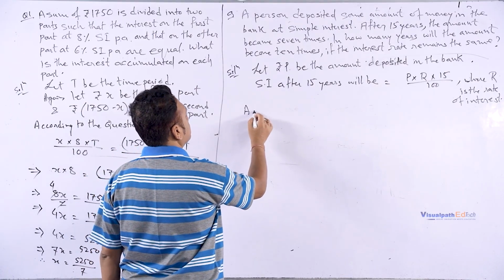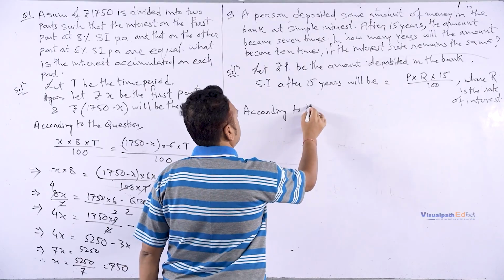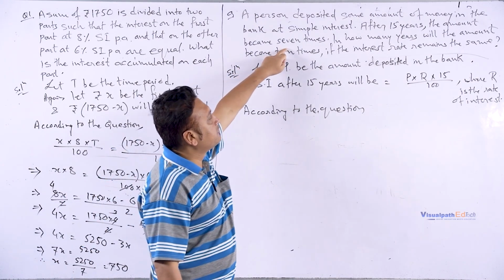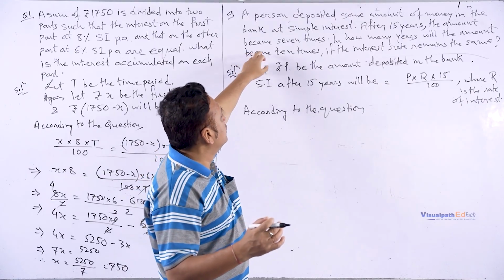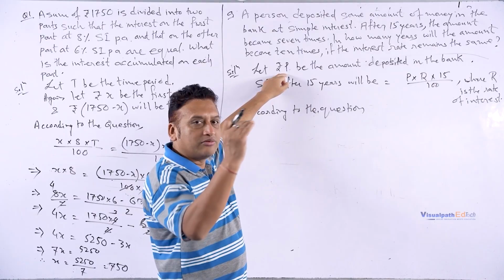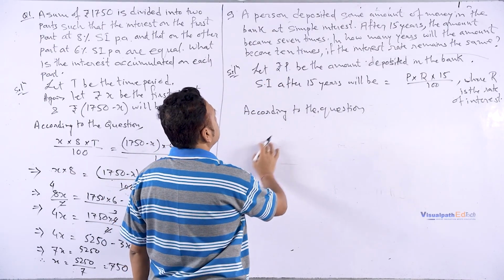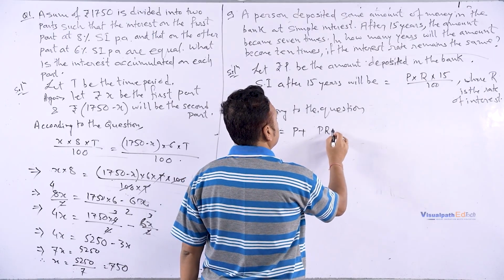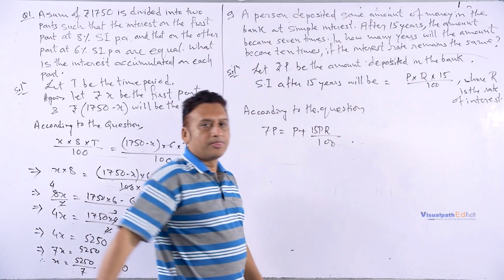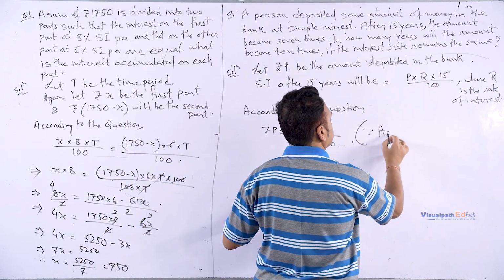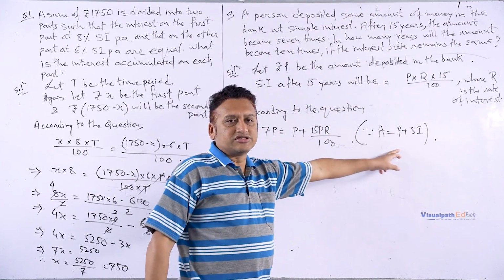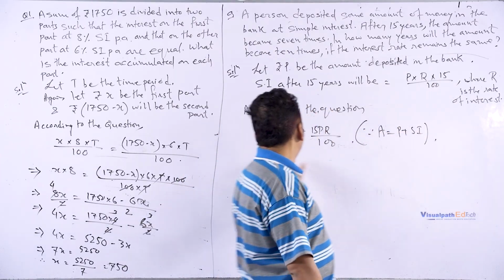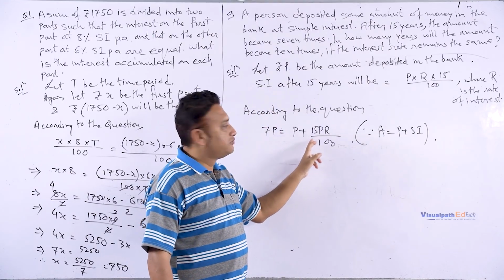Now, according to the question, what does the question say? In 15 years, the sum is going to become how many times? 7 times. After 15 years, the amount becomes 7 times. So, if the previous amount was P, after 15 years, the amount will become 7P. According to the question, 7P is equal to P plus 15 PR divided by 100. Yes or no? Since the amount's formula is equal to principal plus simple interest. Here P is the principal, the amount will be 7 times, so it will be 7P. SI we have calculated, it is P into R into 15 divided by 100. So, our equation becomes 7P is equal to P plus 15 PR divided by 100.